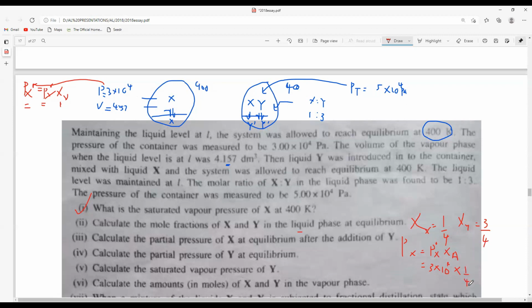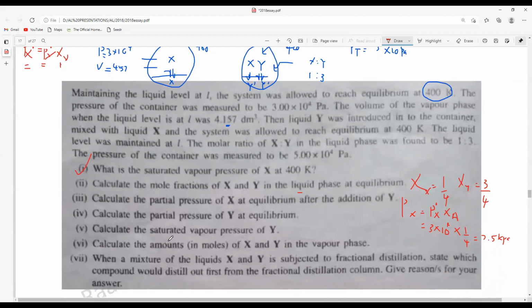So it will be 1/4. So this will be like 0.75 into 10 to the power 4. So it will be like 7.5 kilopascal, I would say, if I am not mistaken.